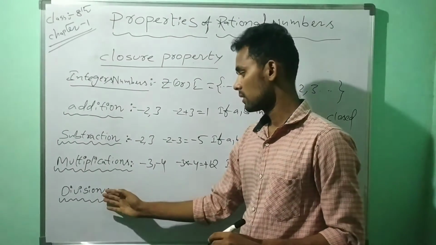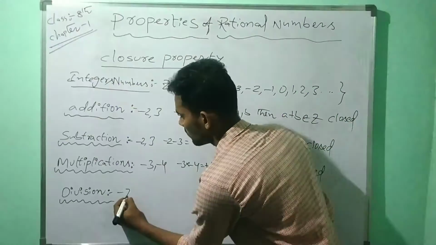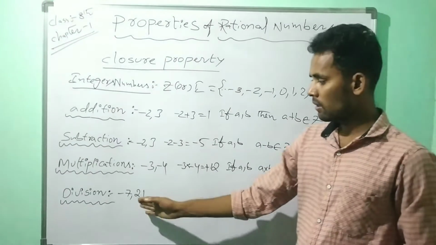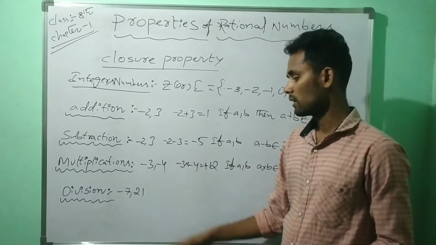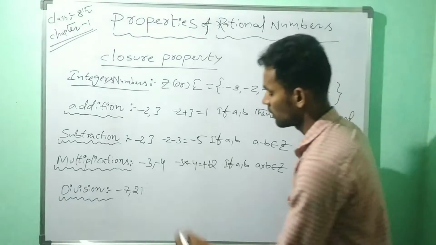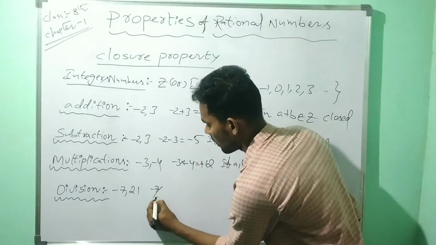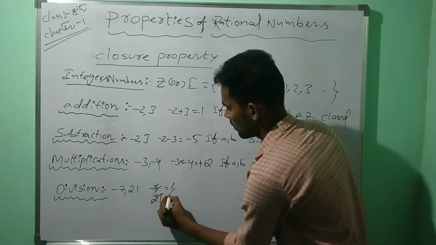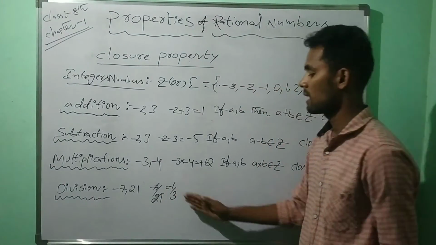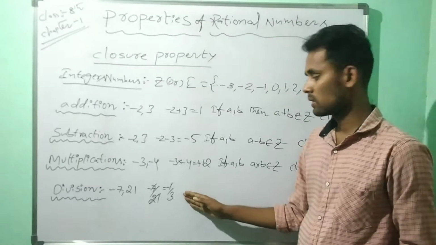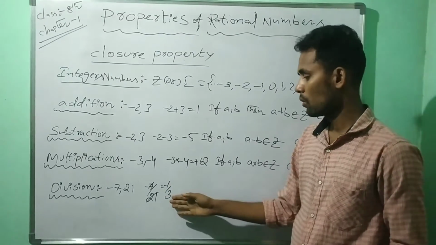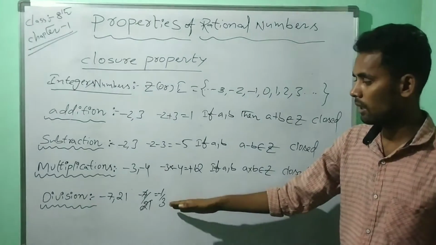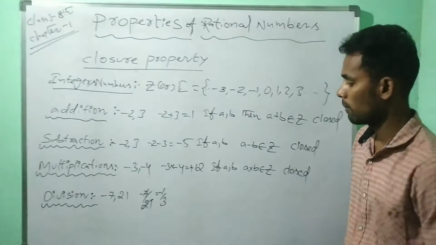Next, let us discuss division. Minus 7 is an integer number, 21 is also an integer number. What is the quotient, minus 7 by 21? 7 ones are 7, 7 threes are 21. So it is minus 1 by 3, which is a rational number of the form p by q, q not equal to 0. This number is not an integer.